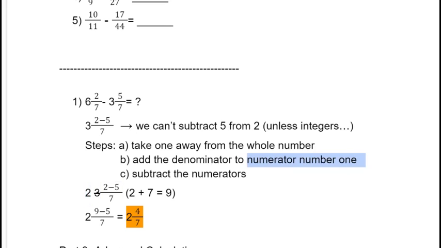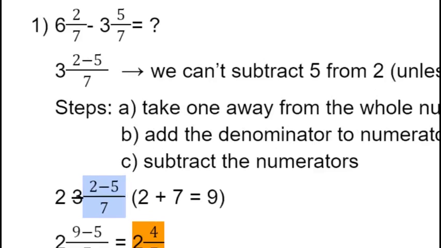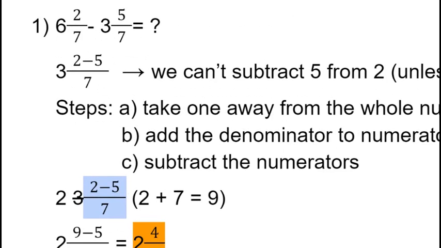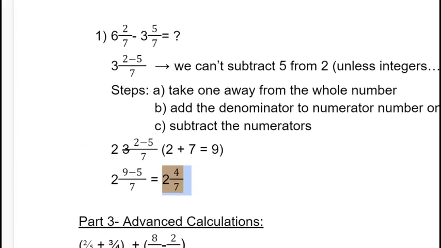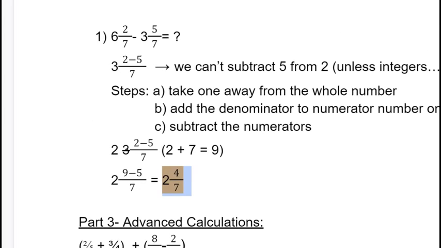When I say numerator number 1, it's because here at the numerator you have 2 and 5, so there's 2 numerators in this case. We have to add the denominator to the first one. In this case, the first one is 2, so it's going to be 2 plus 7, which is 9. And then I have 9 minus 5 in this case. So 2 and then 9 minus 5 over 7. 9 minus 5 is 4. So the final answer is 2 4/7. So that's what you do when you have something that is going to lead you to a negative fraction.